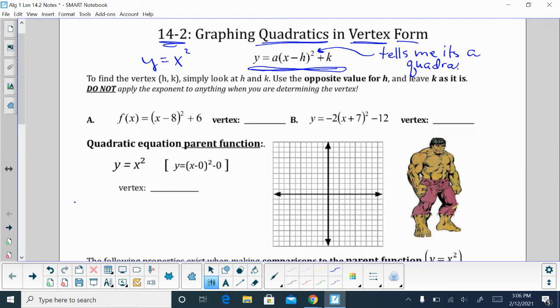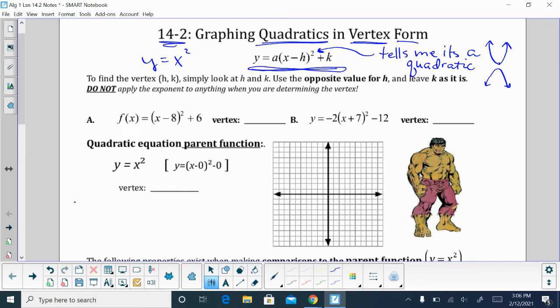And as you might have noticed already, it's going to open up like a smiley face or a frowny face, depending on what the value of A is. So working on vertex form. Now, some things to point out that might be a little different. To find the vertex, that HK, well, let's do a little review.